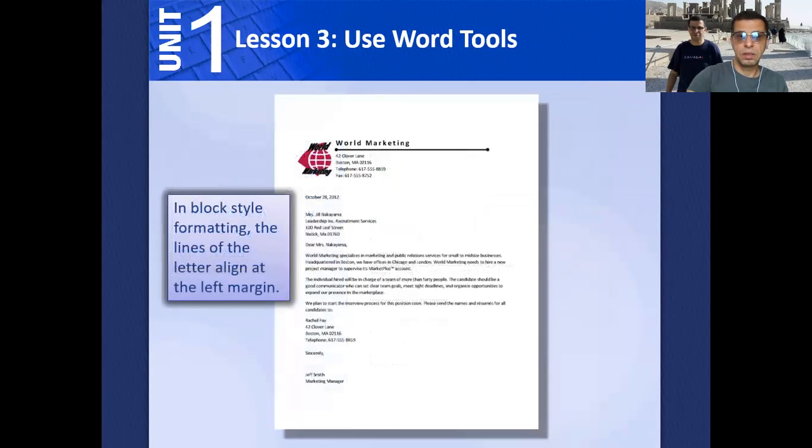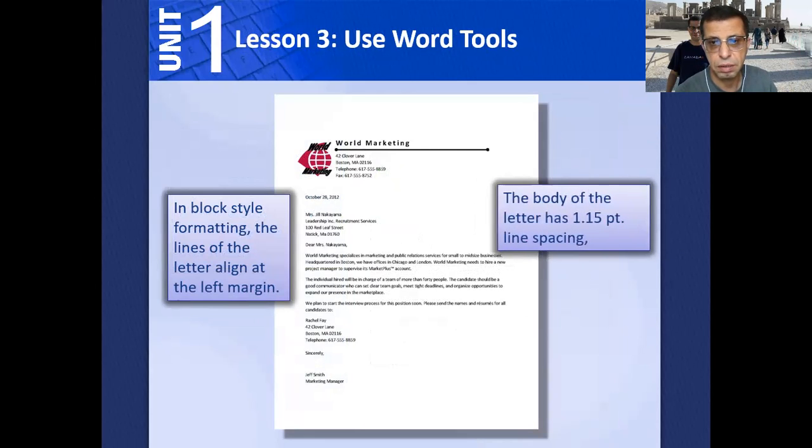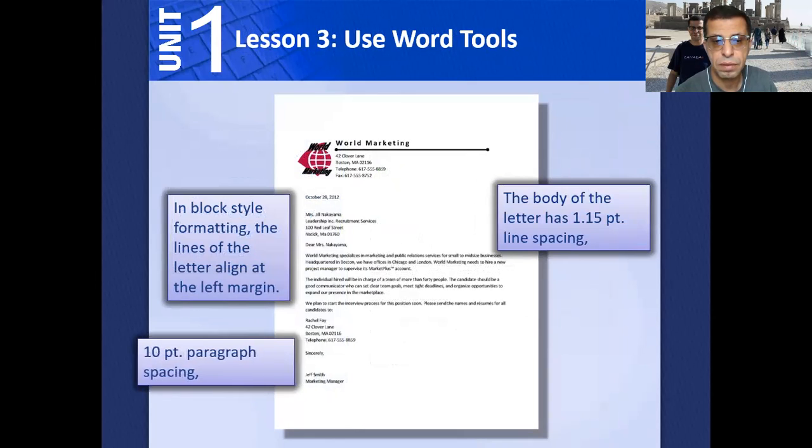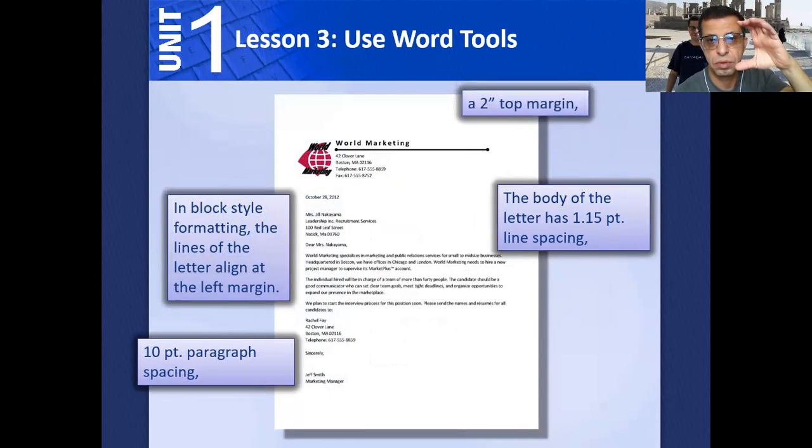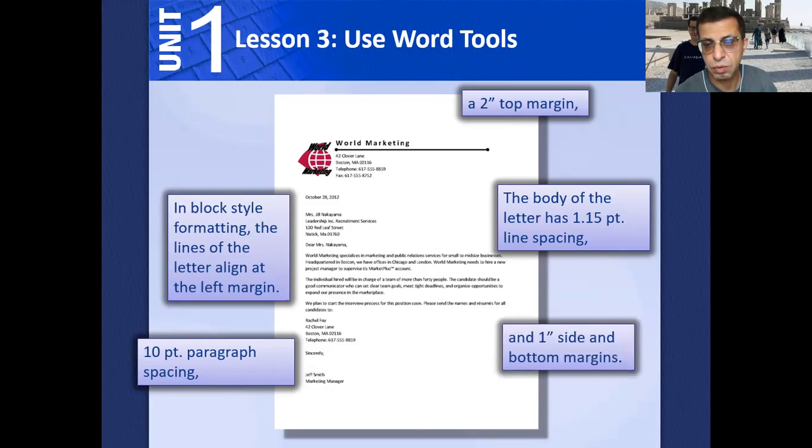So in block style formatting, the lines of the letter align at the left margin. The body of the letter has 1.15 line spacing. The paragraph spacing is 10. And the top margin is 2, and inside, the one is the side and bottom margin.